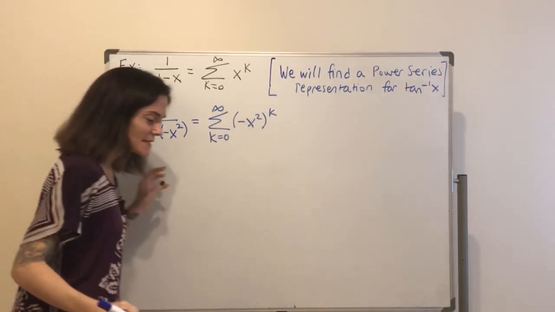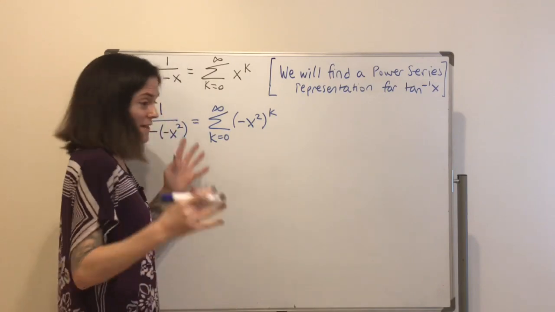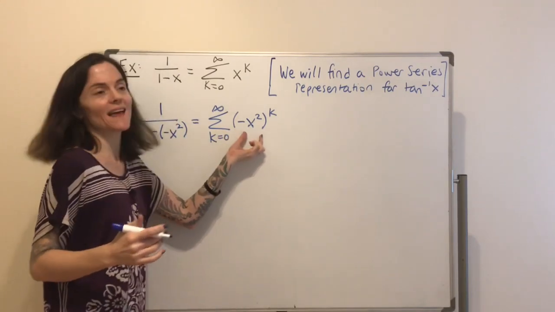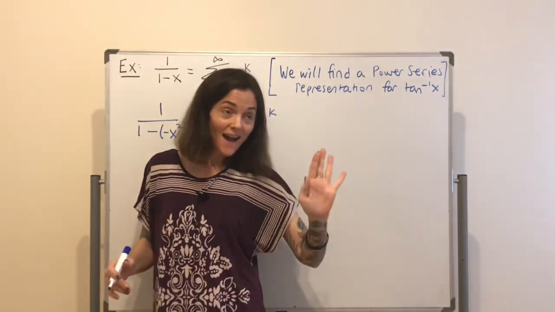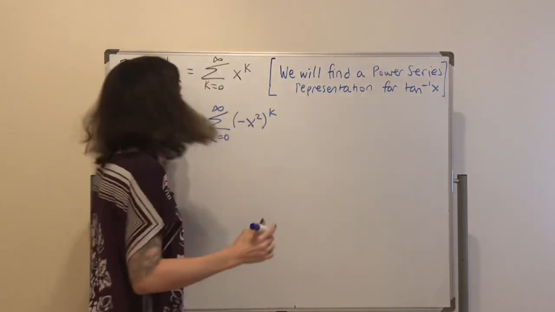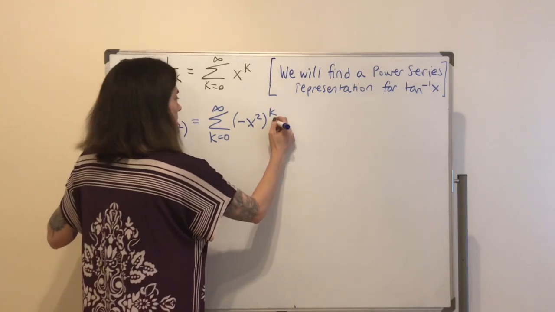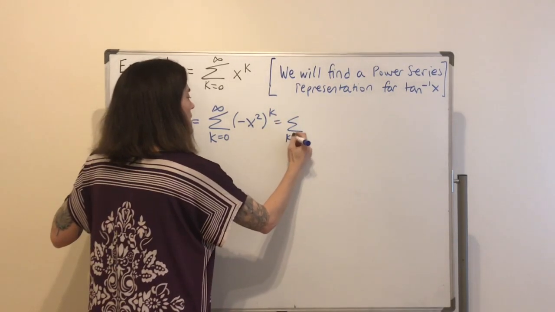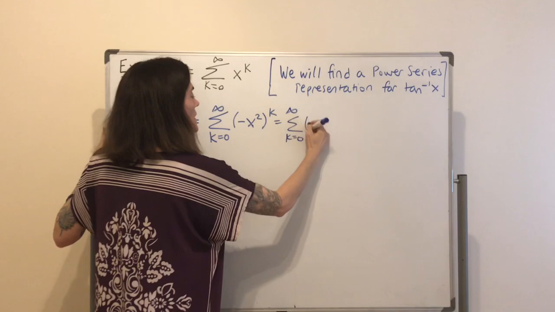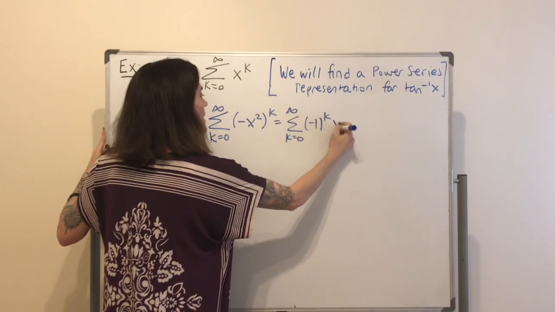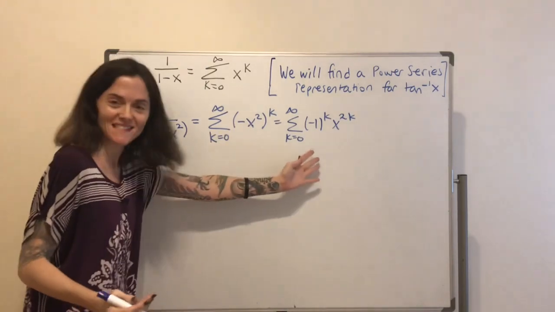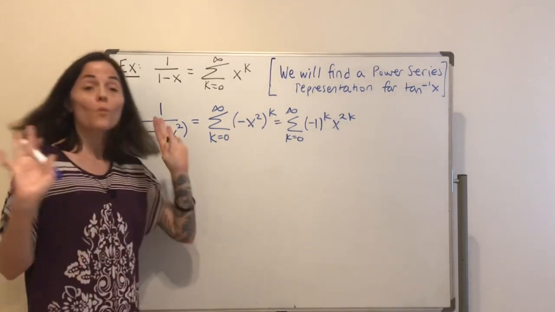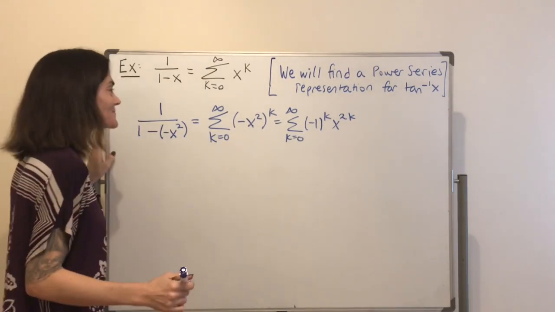And as I mentioned in one of the first examples, we don't want to leave it like this for power series. We want to write it as coefficient times x to a power. And here we see we will get the sum k equals 0 to infinity of minus 1 to the k, x to the 2k. So this is a power series representation for 1 over 1 plus x squared.